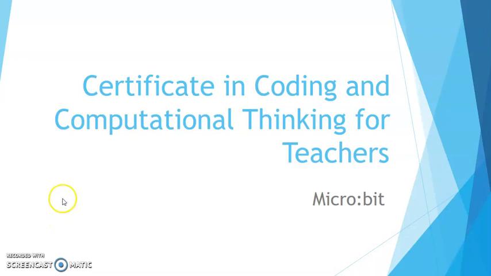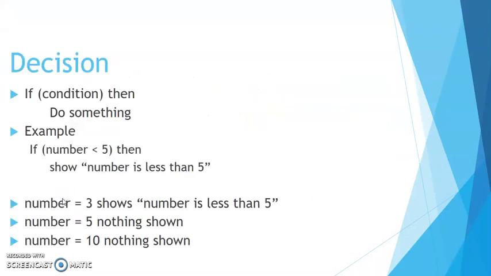So today we're going to look at decisions in Microbit. We'll look at a very basic decision here: if condition, then do something. To start off with, we will look at our condition. If that condition is true, then we will do whatever is within the if statement. If that condition is false, then we will do nothing.